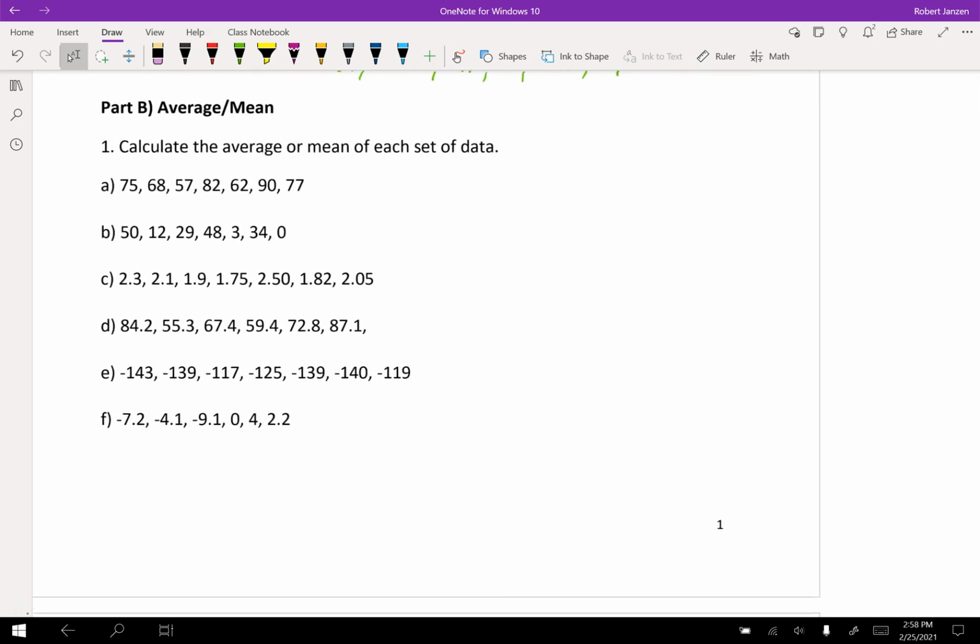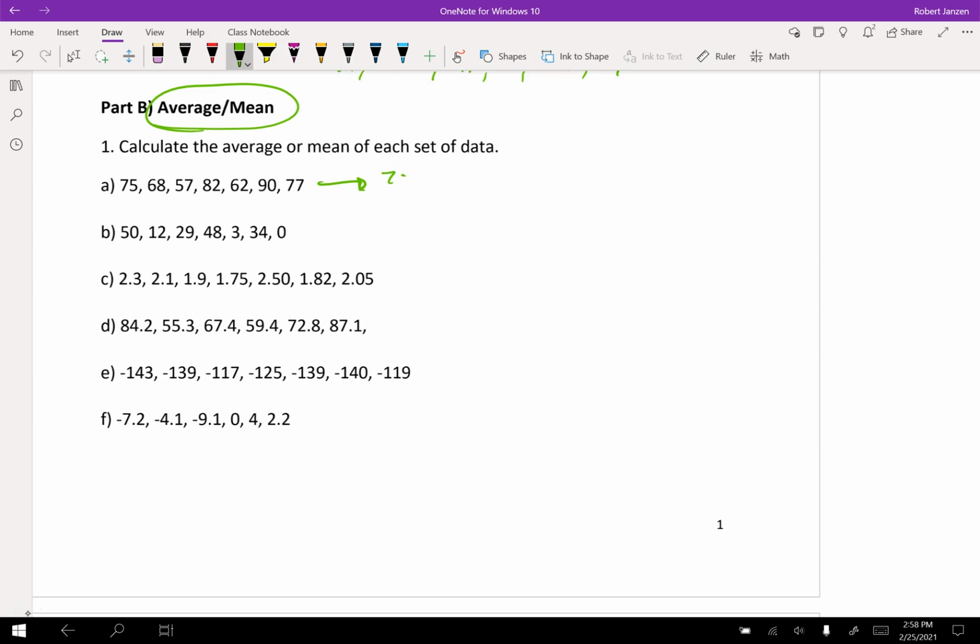After you've checked that, let's do a few of these questions. So it says calculate the average or the mean. Those two words mean the same thing. And how do you calculate the average? You simply add up all the numbers and you divide by how many there are.